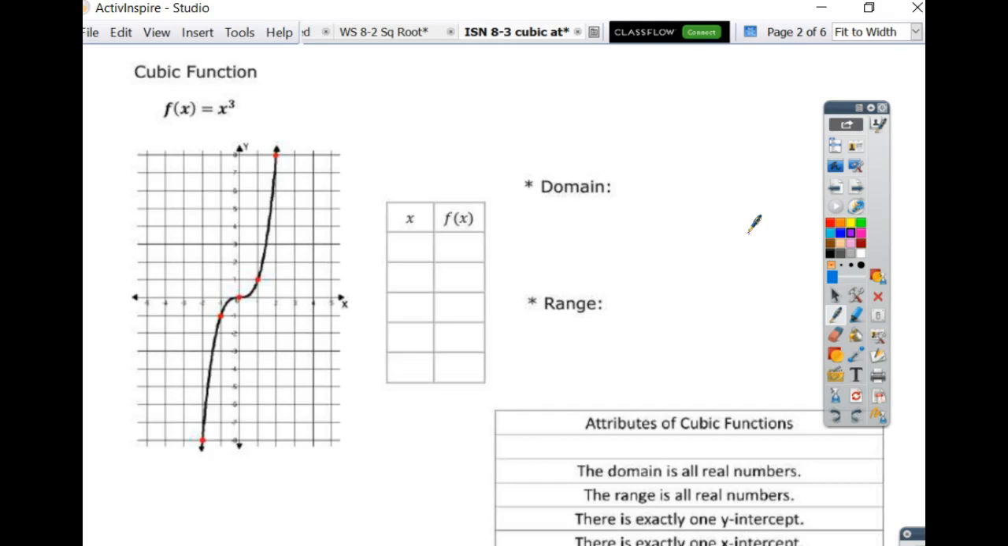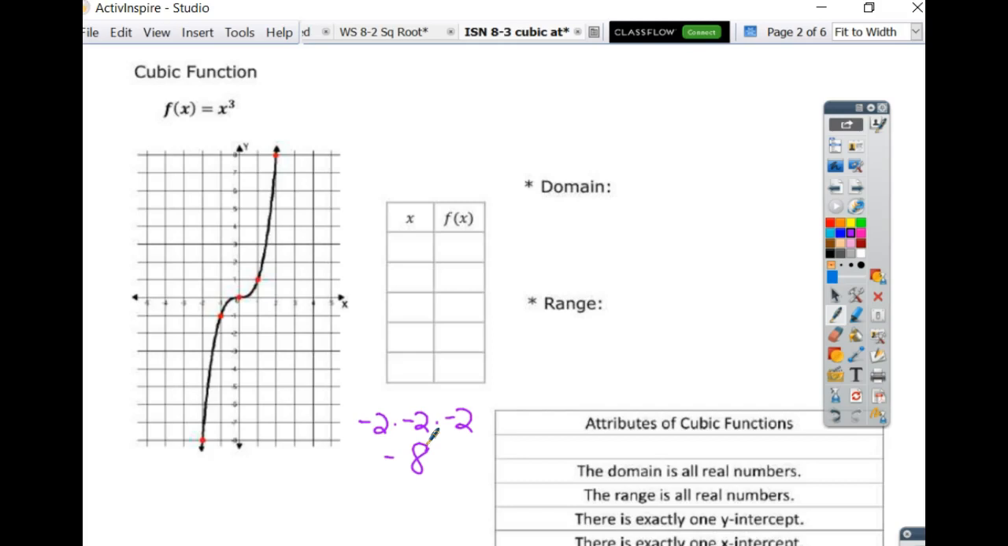If you took x squared and I put a negative 2 in there, what happens? Negative 2 squared is positive 4. If I put a negative 2 in x to the third, I get negative 2 times negative 2 times negative 2, which is negative 8. So we need the negatives this time. So we're going to take this little bit and flip it down. 2 times 2 times 2. You got it? Okay.